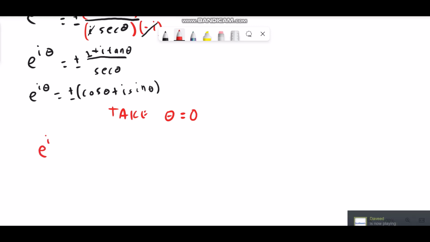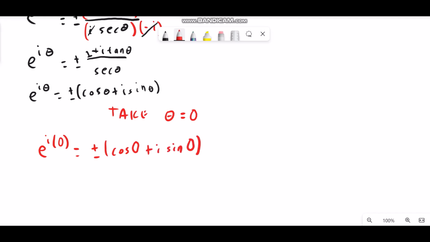So I have e to the i times 0 equals plus or minus cosine of 0 plus i sine of 0. Okay? All right. This is e to the 0, which is 1, equals plus or minus cosine of 0, which is 1, plus, all right, sine of 0 is 0, so this just becomes 0. So we have 1 equals plus or minus 1. Now it's pretty clear from here that we have to take the positive version, because 1 equals 1, not -1. That means we have to take the positive version right here as well for this to work.